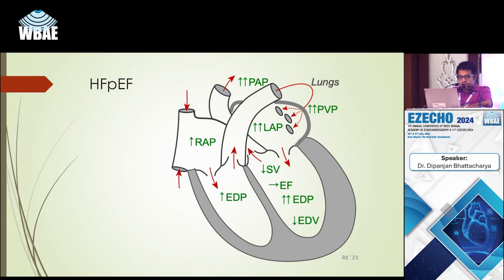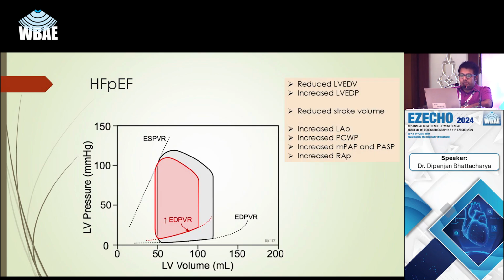pressure goes up, the LV end diastolic volume comes down, and there's a reduction in the stroke volume as the ejection fraction is fixed. The elevated LV end diastolic pressure leads to an elevation of the left atrial pressure, leading to an elevation of the pulmonary venous pressure, pulmonary capillary wedge pressure, elevation of the pulmonary arterial pressure, which consequently leads to elevation of the RV end diastolic pressure, and finally the RA pressure gets elevated, leading to congestive cardiac failure.